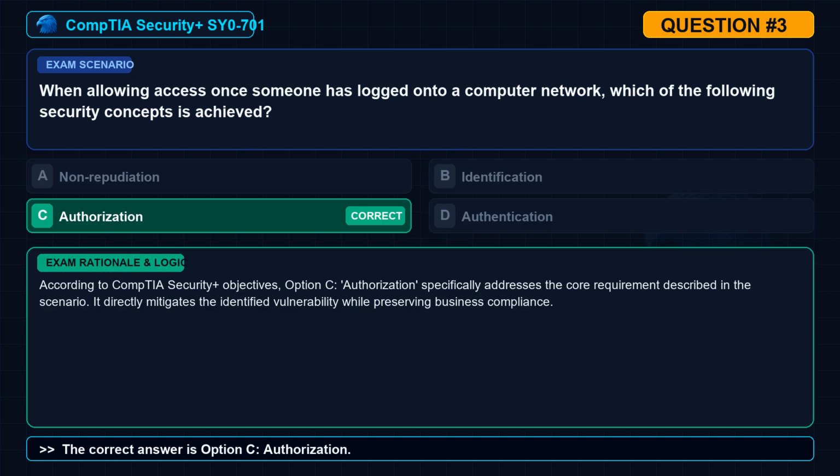The correct answer is option C, authorization. Why is this the answer? According to CompTIA Security Plus objectives, option C, authorization, specifically addresses the core requirement described in the scenario. It directly mitigates the identified vulnerability while preserving business compliance. Notice how the question highlights allowing access once someone has logged onto. In the CompTIA exam, always look for these operational clues.